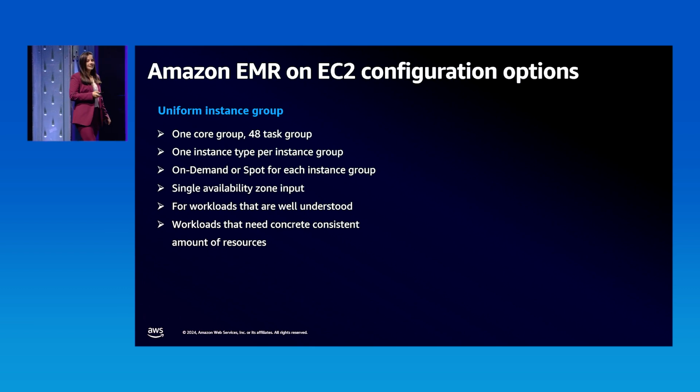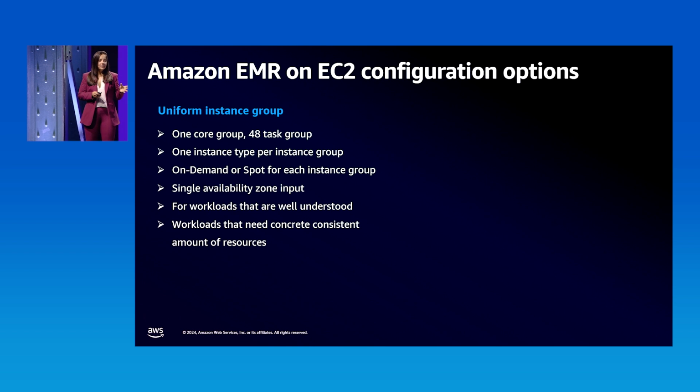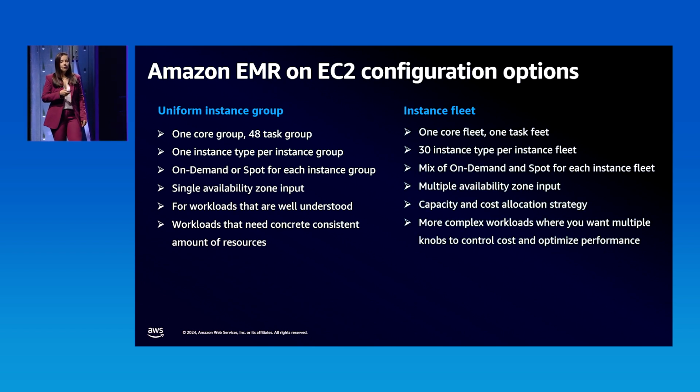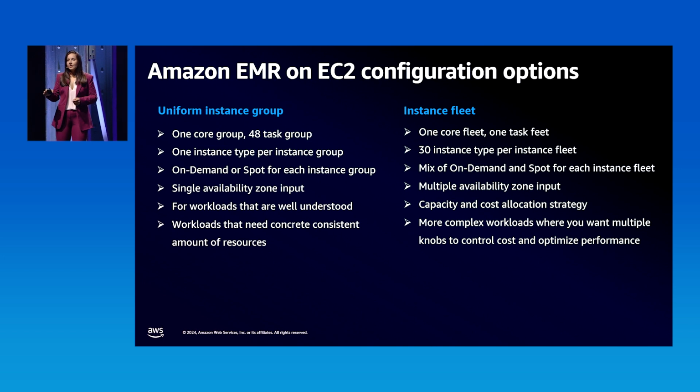With unified instance group, you can select one instance type, either on-demand or spot, and use this to provision your cluster. For more complicated workloads, you want to use instance fleet. With instance fleet, you will have got one core fleet and one task fleet, and for each of them, you can use a mix of on-demand and spot instances. You can use an allocation strategy that allows you to choose the cheapest on-demand instance and the cheapest spot instance, but with the highest capacity.